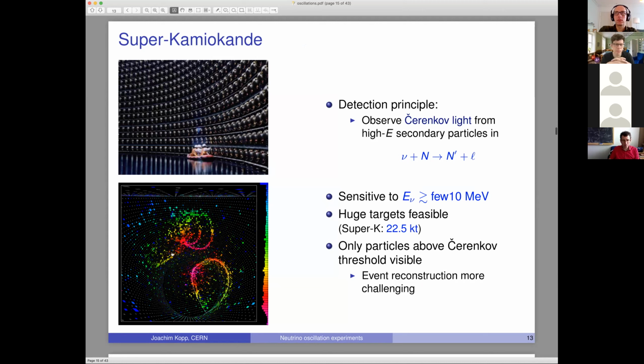Down here, you see a picture of a typical event. This is a view down into the detector. So you can see here the somewhat distorted three-dimensional geometry of the cylindrical detector. And you can see here these ring-like features. Each of them was created by one particle traveling faster than the speed of light in water. And so by reconstructing these rings, we can infer the energy of those particles, and we can reconstruct the event.